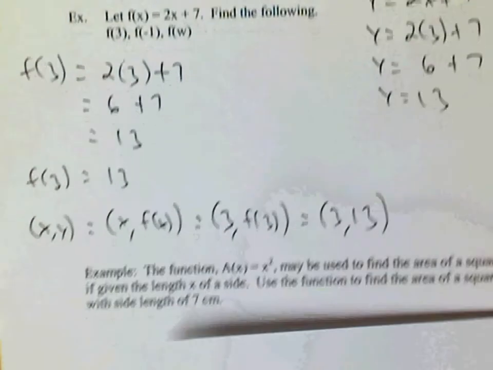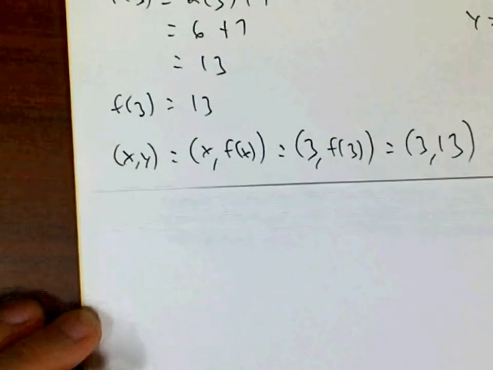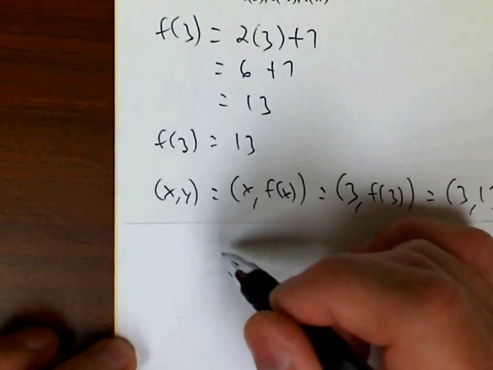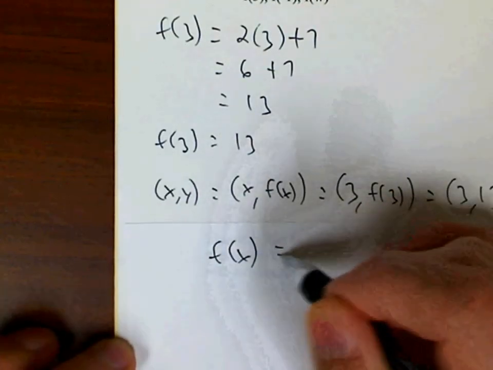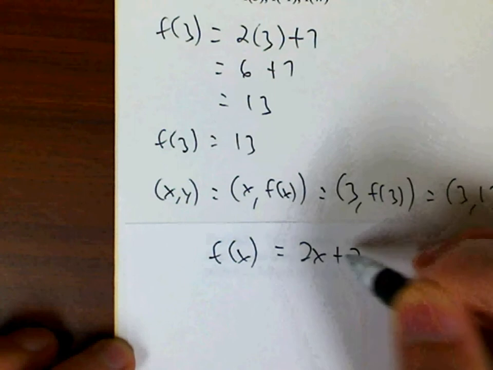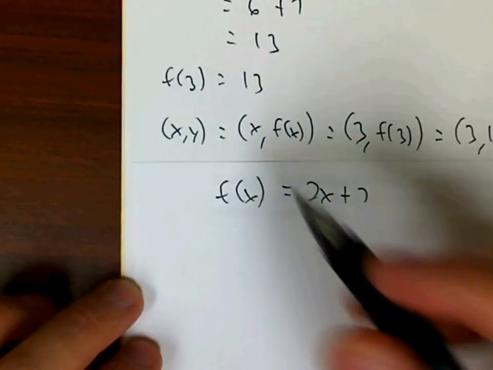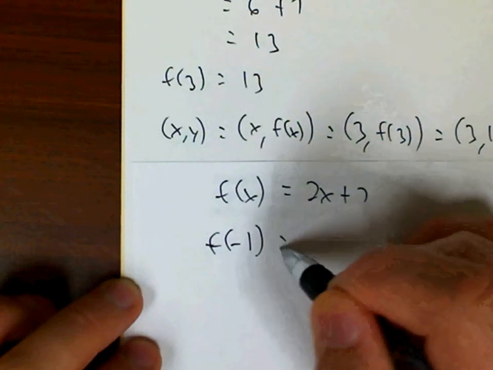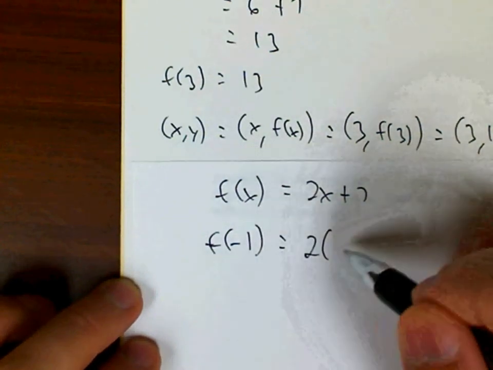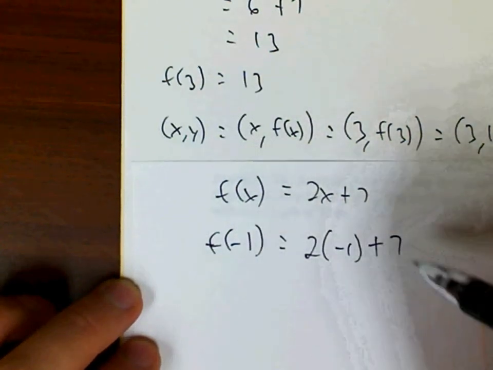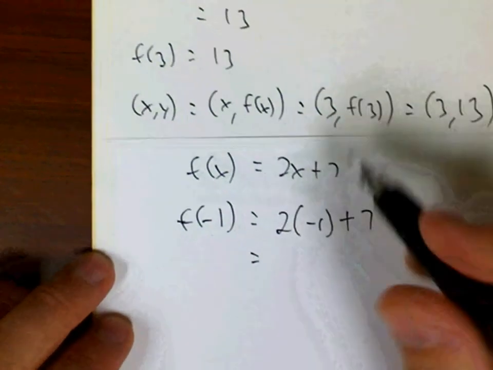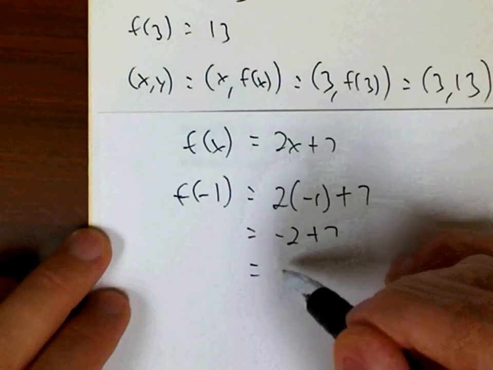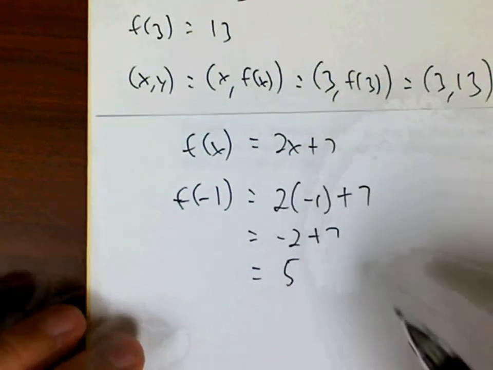We're going to do a few more. The same function. I'm going to write that function down. f of x equals 2x plus 7. So we can look at it as we do the other ones that I want to do. The next one on the list is to find f of negative 1. All that means is, everywhere you see an x, you put a negative 1, substitute it in, follow the order of operations. 2 times negative 1 is negative 2. Negative 2 plus 7 is 5. So f of negative 1 is 5.